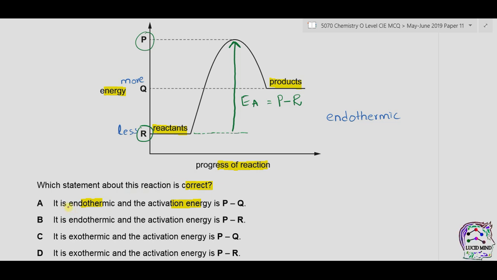Let's look into the options. A, it is endothermic. This is correct, and the activation energy is P minus Q. This is wrong. B, it is endothermic and the activation energy is P minus R. This is a correct statement. In C, it says it is exothermic. In D, again it says it is exothermic chemical reaction. So the correct answer is B.